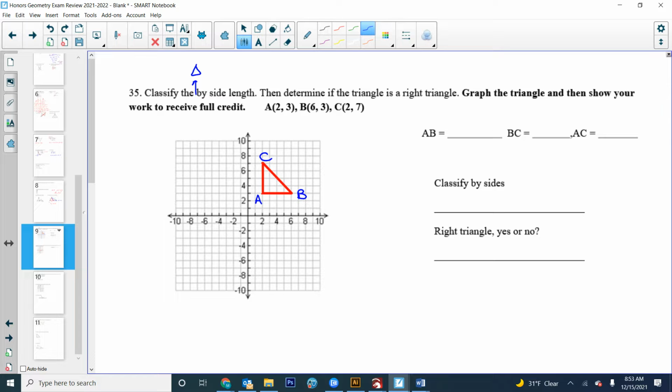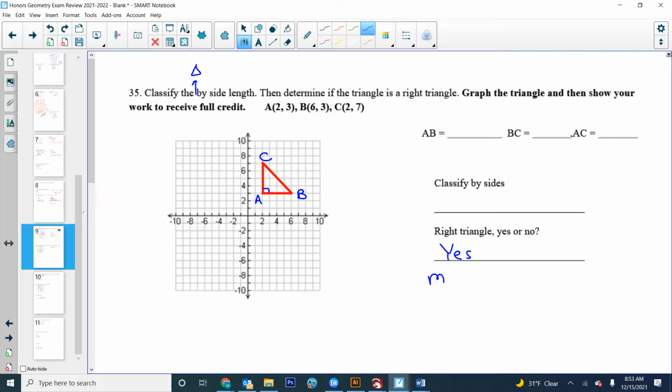If this is slightly tilted like this, you'd have to find the slopes of both and show that they are opposite reciprocals of one another, right? Which makes them perpendicular. You okay with showing that work? All right. Now for this one, we can say yes.